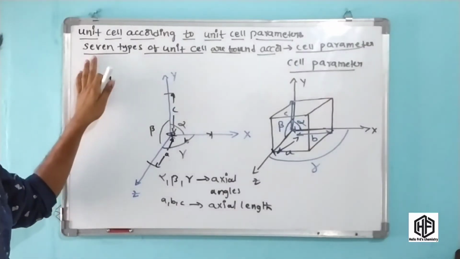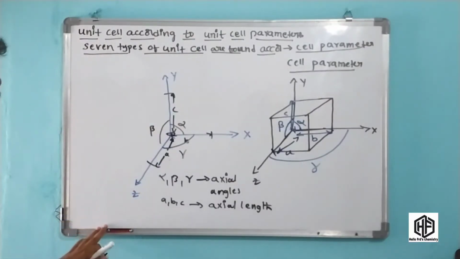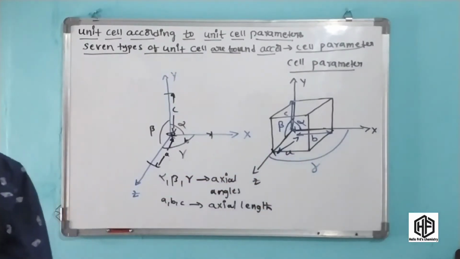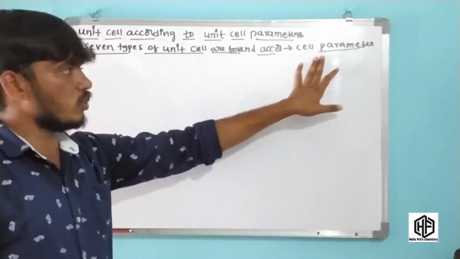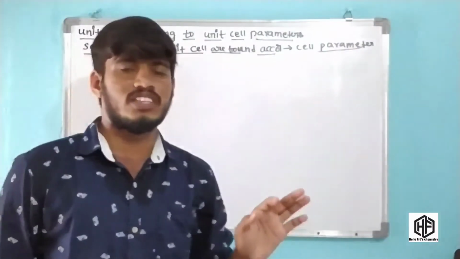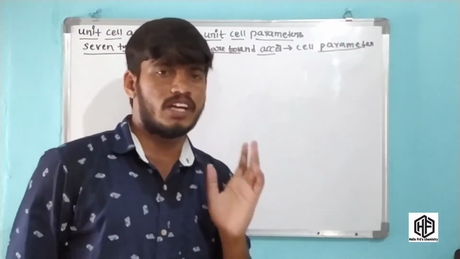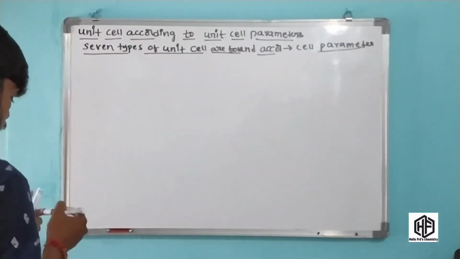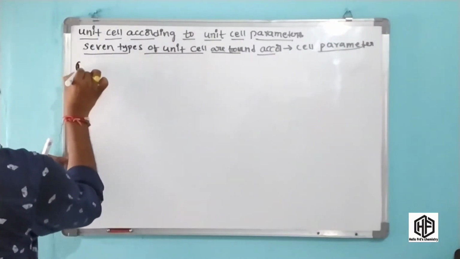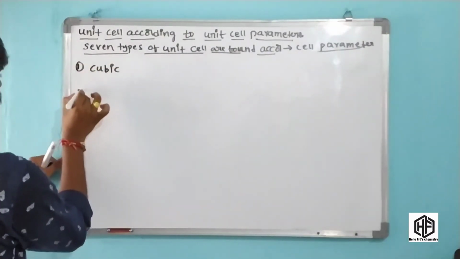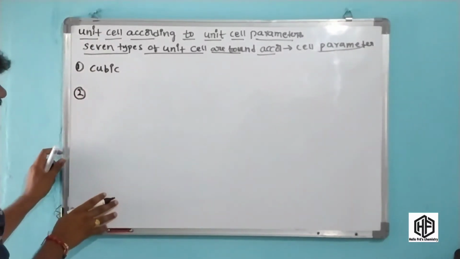Now I am going to discuss these 7 types of unit cell. Okay, friends, according to cell parameters, unit cells are of 7 types. This is very important for so many competitive exams. First of all, I will give the names of all 7. The first important unit cell is the cubic unit cell.